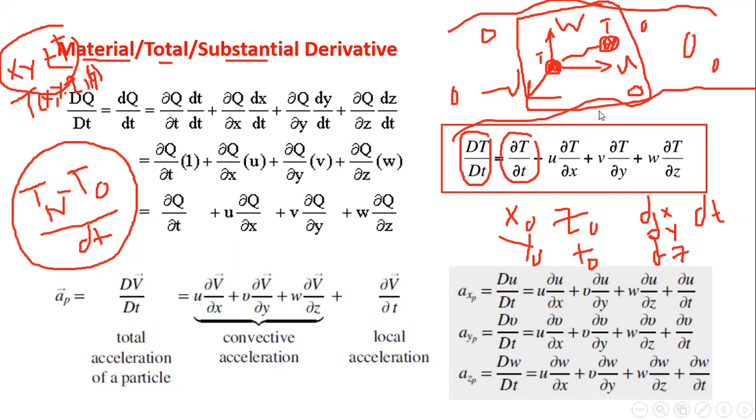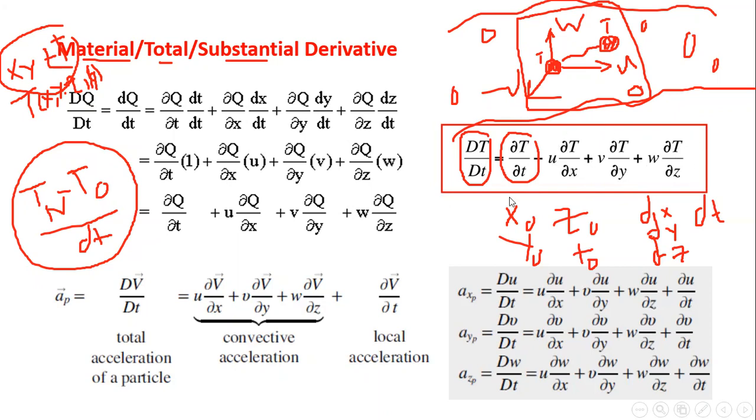And the same methodology could be applied for any variable Q. Instead of temperature, you may want to find the total change in the density, for example. So instead of the temperature here, you put the density. So the equation will be partial rho partial T plus U partial rho partial X plus V partial rho partial Y plus W partial rho partial Z.